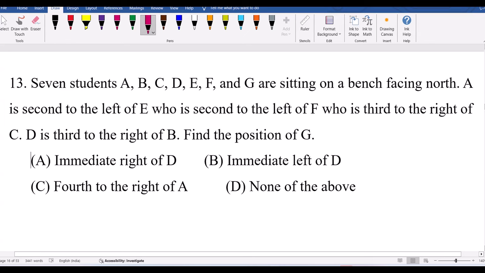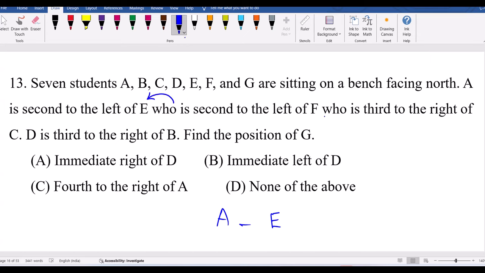Seven students are sitting in a row facing north. A is second to the left of E. Because of the word who, this is related to E only. E is second to the left of F. And this is related to F. F is third to the right of C. Who means that's related to the immediate candidate.